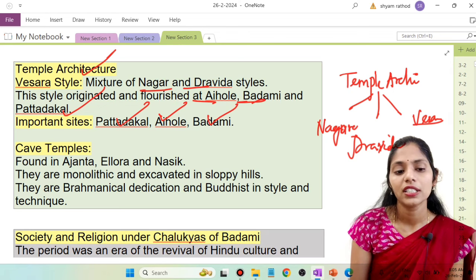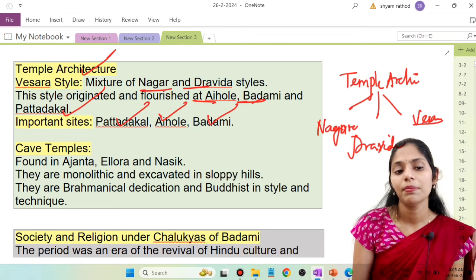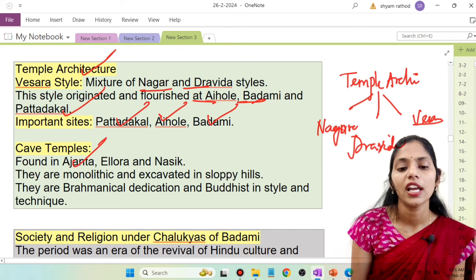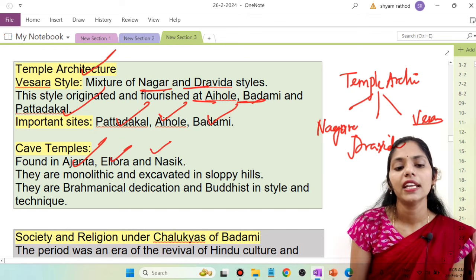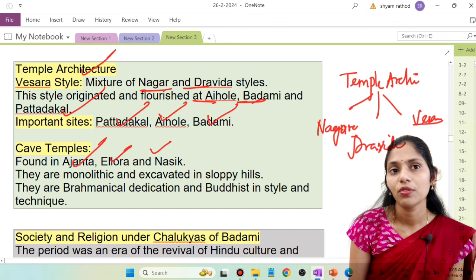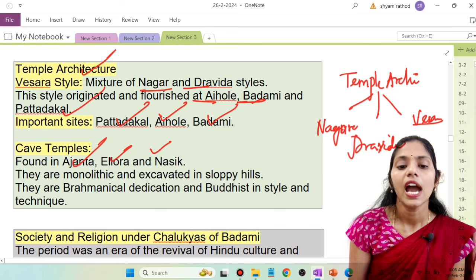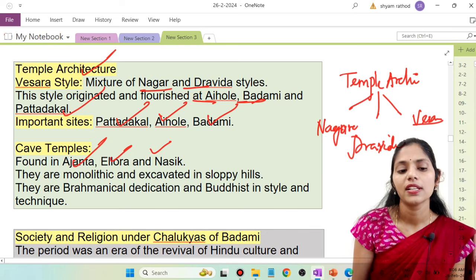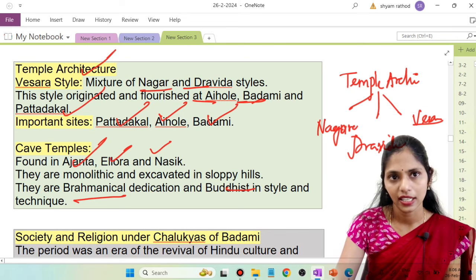So these cave cut temples are found in Ajanta, Ellora, and Nasik, and they are made up of only one stone, that is monolithic, and they were also excavated in the sloping hills. They are Brahminical and Buddhist in style and technique.